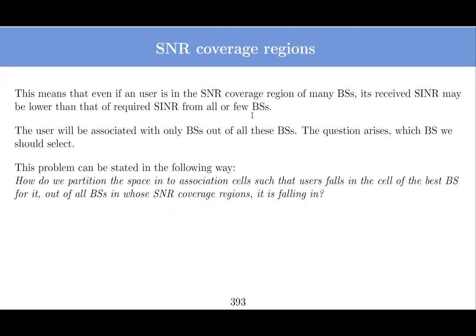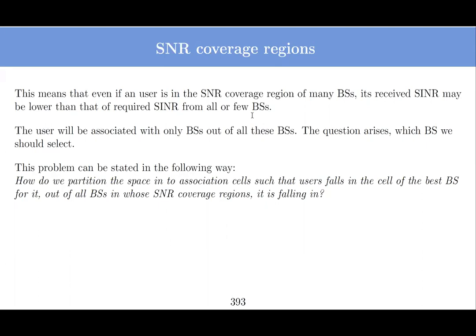If it is not equidistant, but it is falling in the coverage region of two, then it may happen that from one base station it is getting signal power of more than, suppose, 20 dB, and from the other base station it is getting just 10 dB. So the ratio can still be more.